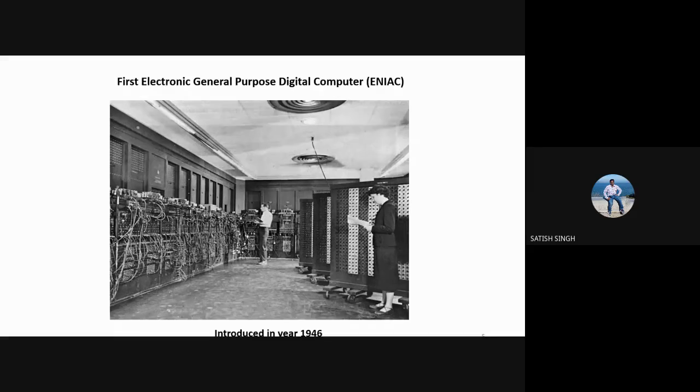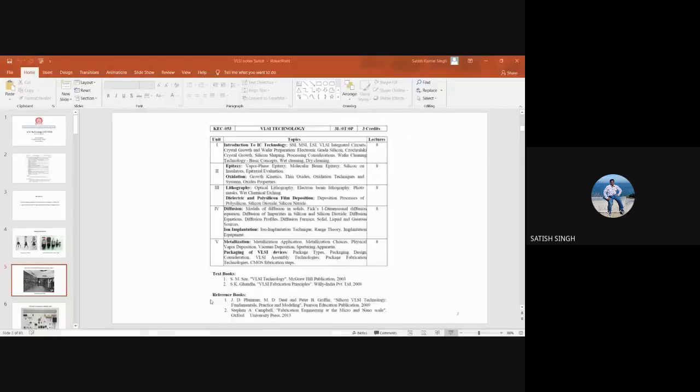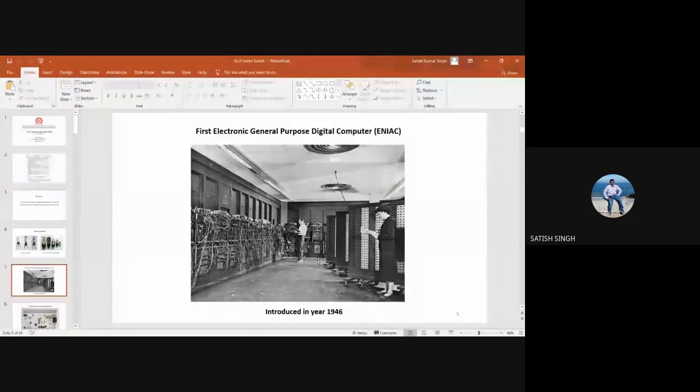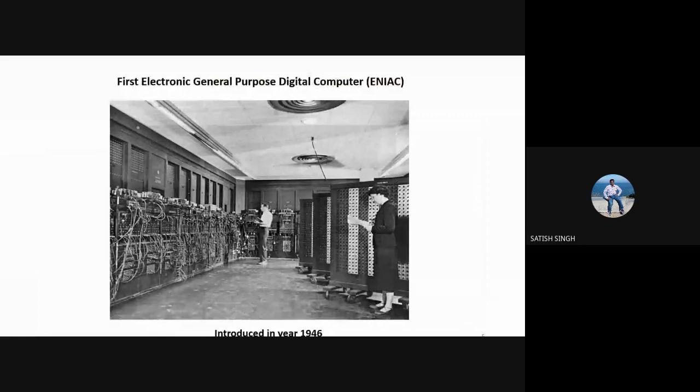You can see this particular ENIAC computer was introduced in the year 1946, and it was occupying a very large space. It is just like a building. It was a big building, and in that big building we had to make an entire computer, and then we had to take care of everything, like whether all the devices are functioning properly, and then keep taking the readings. You can see there are certain employees standing over there, noting down some readings.